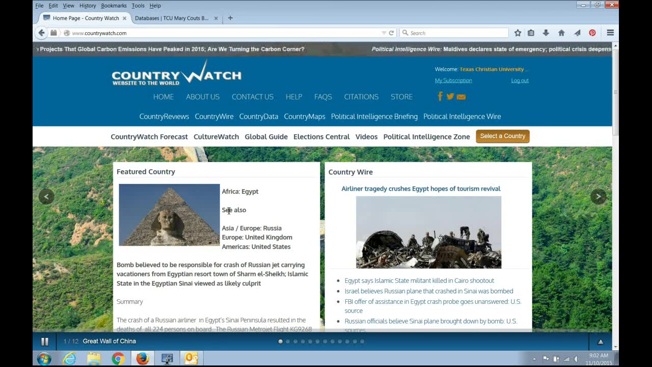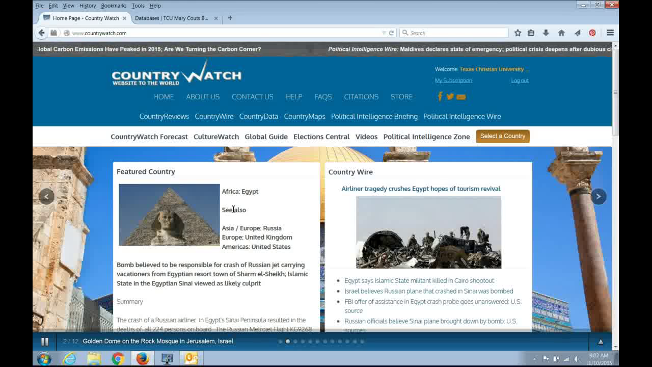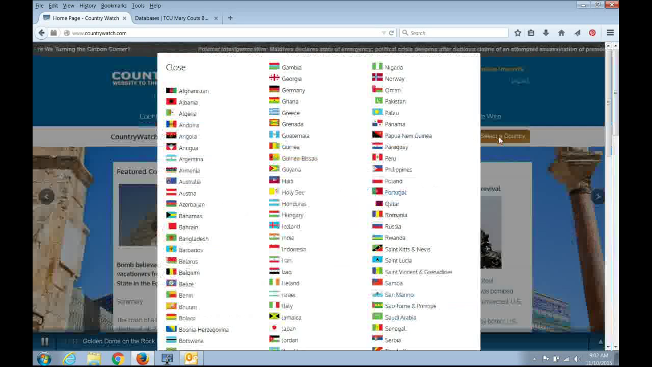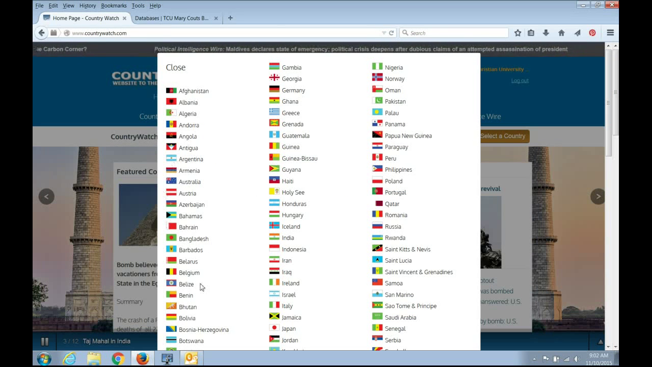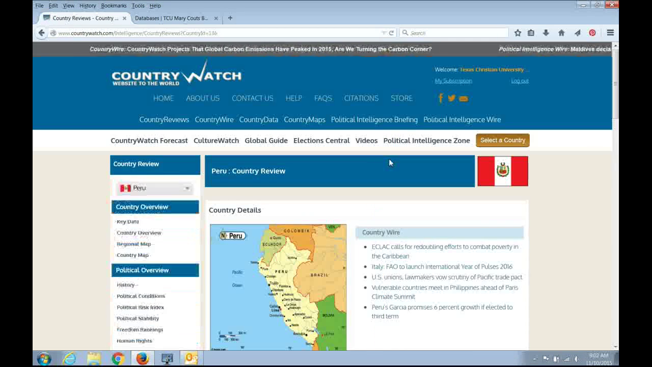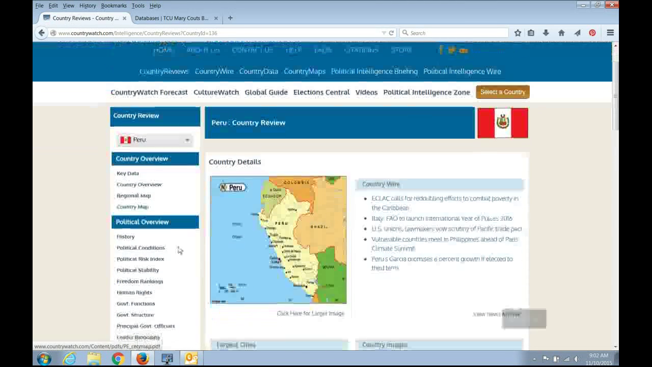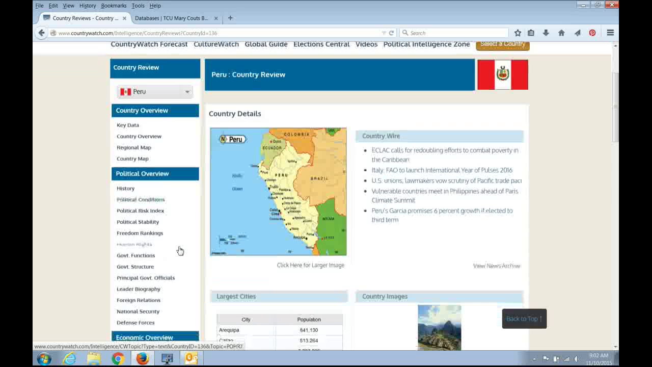There are intelligence reports, news articles, things of that nature, but the place that I would recommend beginning is under the Select a Country tab. And when you click that, you get an alphabetical listing, and you just pick your country, and I'll pick Peru.